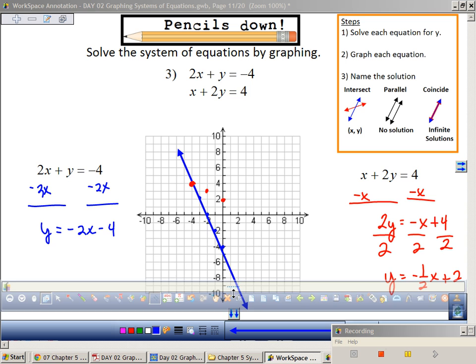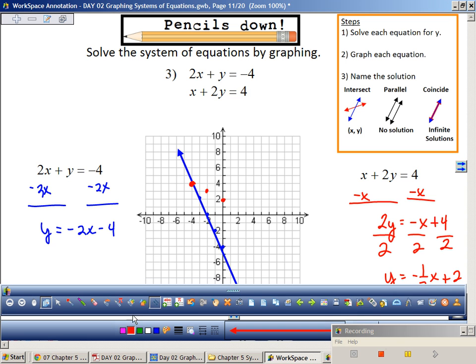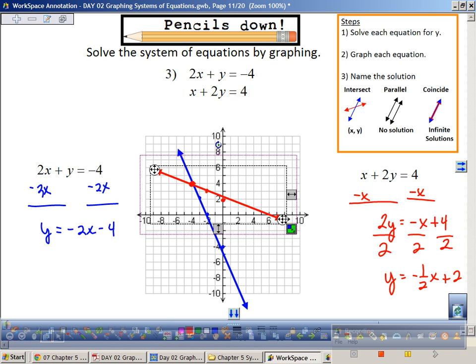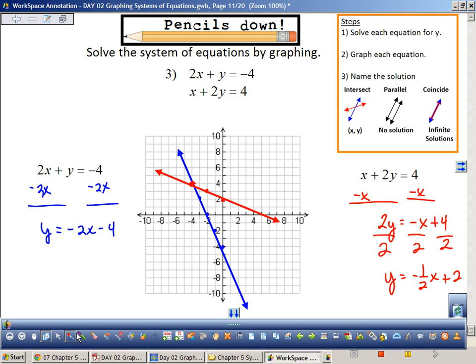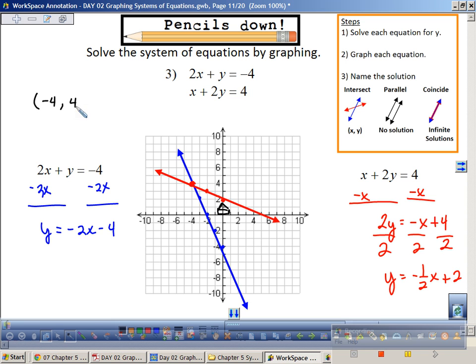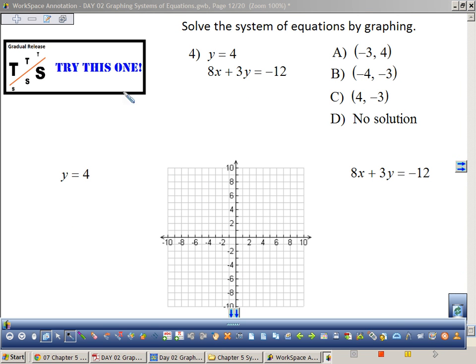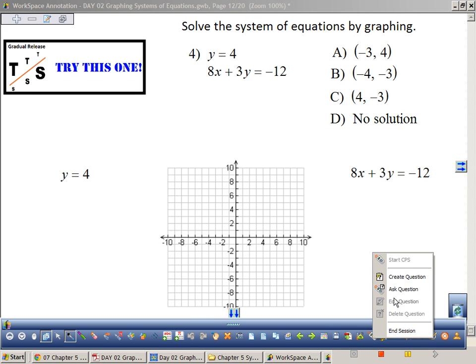Okay, so I'm going to go ahead and graph that one, and that was equally horrible. Better? Kind of? Still not satisfied, Levi? Okay, what's my solution? Where do I have to go? Negative 4, positive 4. Go ahead and write that down. And try this one on your own and put it in your clicker for me.